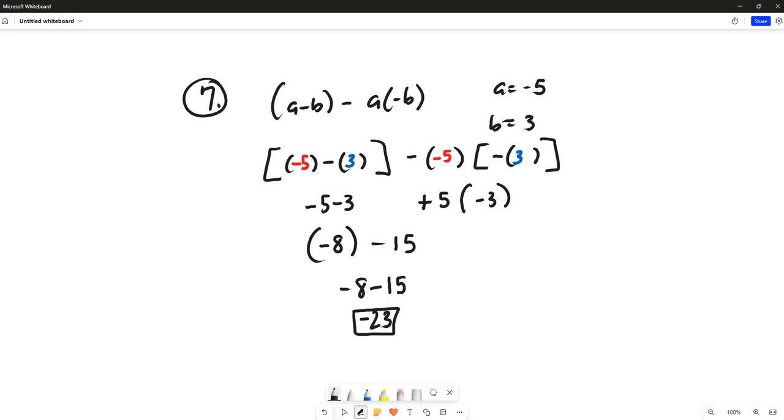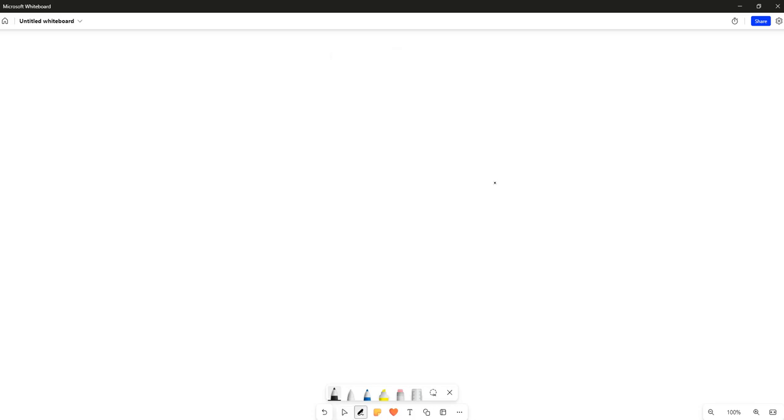All right. Now let's move on to adding like terms on 3B. This is on page 32.